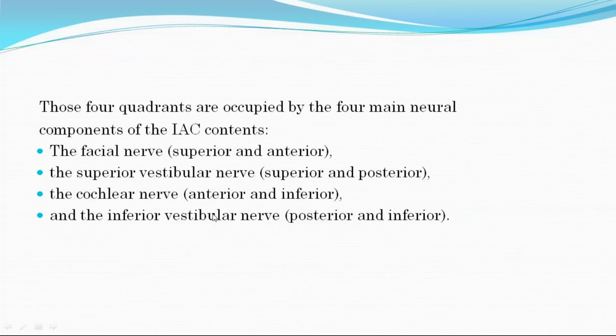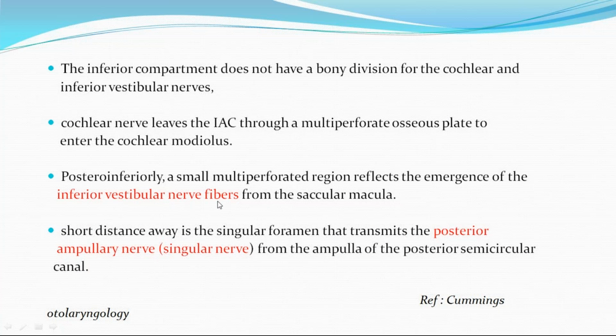So this is all I have discussed. Here, this is all we have talked about. The singular nerve, the inferior vestibular nerve fibers from the macula, and the cochlear nerve leaves the internal auditory canal through a multi-perforate osseous plate to enter the cochlear modiolus.